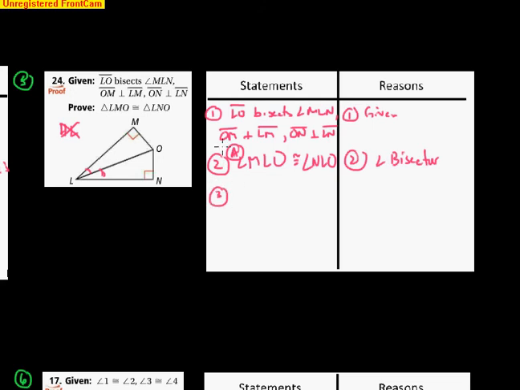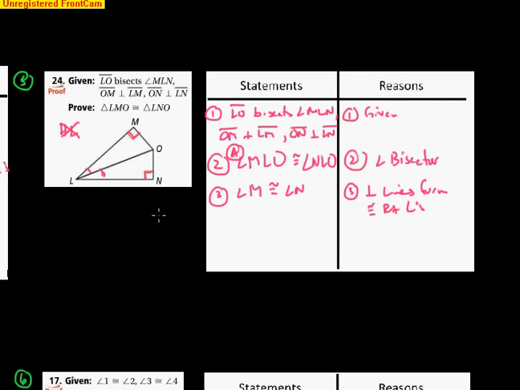Now, OM and LM are perpendicular, so that's a right angle. ON and LN are perpendicular, so that's a right angle. Now, I'm not going to say that they're right angles. I'm going to say that they're congruent. And I can use one letter. Angle M is congruent to angle N. You could use 3 if you want to. And this is because perpendicular lines form, and I just show that word congruent right angles. Because we know right angles are congruent, so if they form right angles, they have to be congruent.